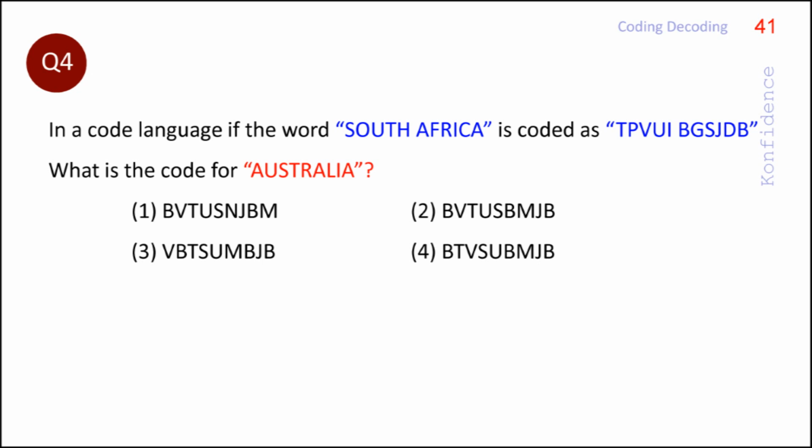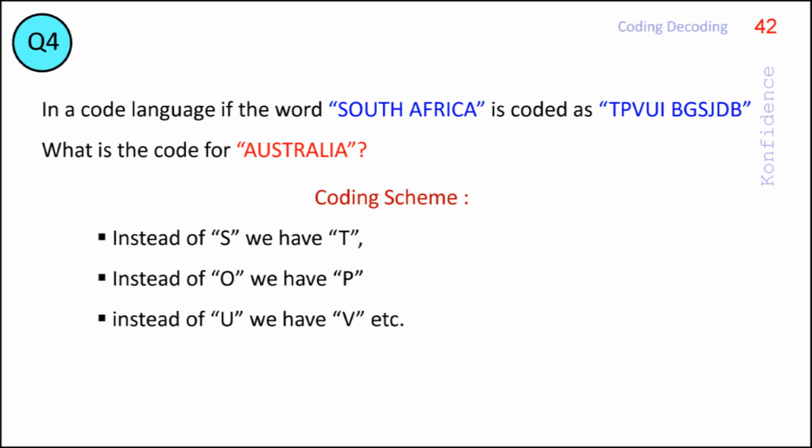In a code language, if the word South Africa is coded as TPVUI BGSJDB, what is the code for Australia? Look carefully. We will understand that the code has one alphabet in advance of the letter. Instead of S, we have T. Instead of O, we have P. Instead of U, we have V, etc.